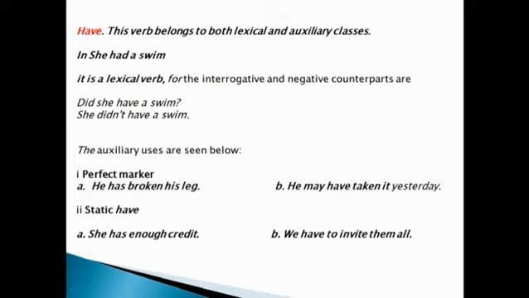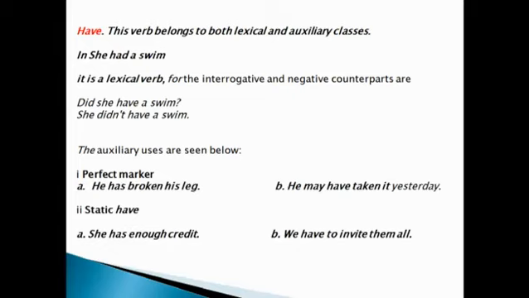This verb belongs to both lexical and auxiliary classes because I can use it in a lexical way, I have a car, and I can use it as part of a verb tense. Have you taken the car? Now, in she had a swim, it is a lexical verb. The interrogative and negative counterparts are did she have a swim, or she didn't have a swim.